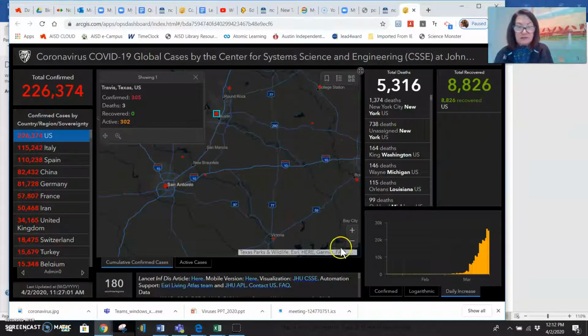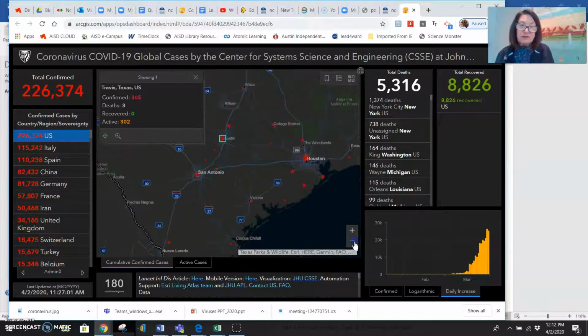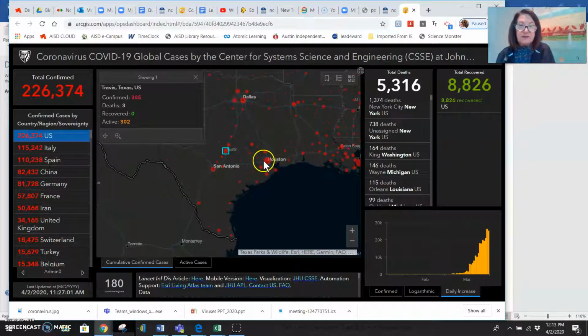So if we zoom out, we could check on Houston, right? Houston has 847 cases. They have 6 deaths and no recoveries there. And here's Dallas. They have 731 cases. They have 15 deaths. So that's kind of going up. Interesting, if we go to, let me go over here.